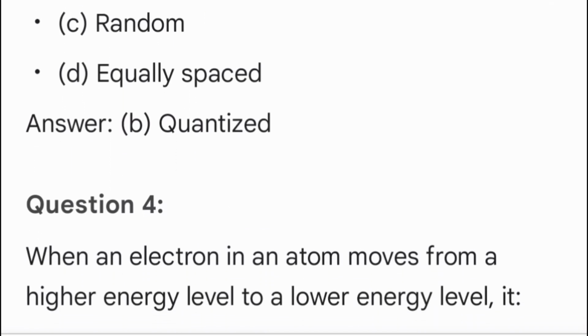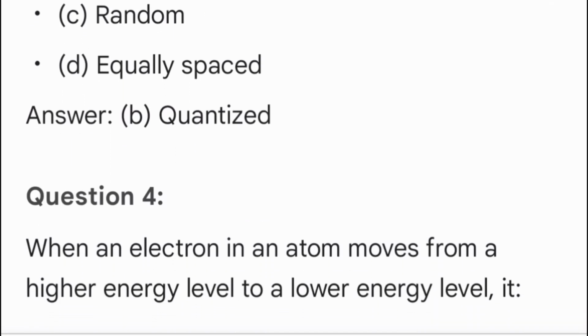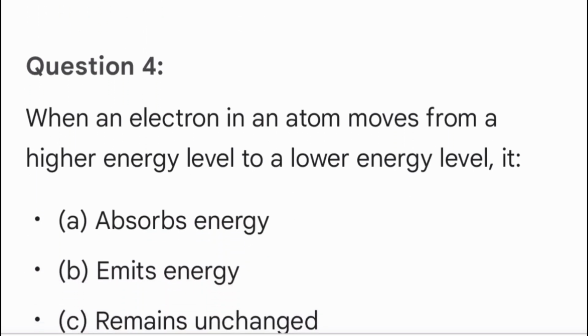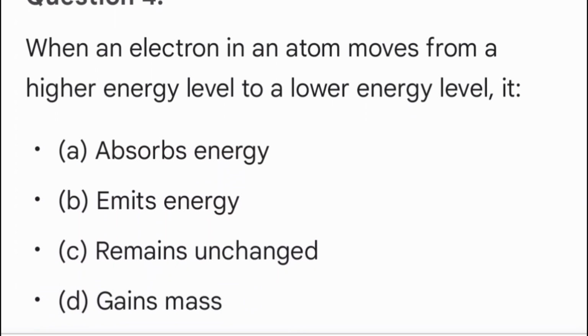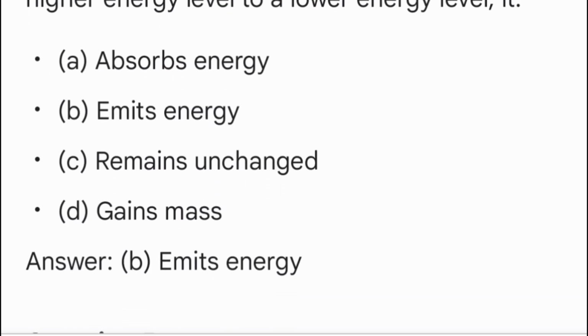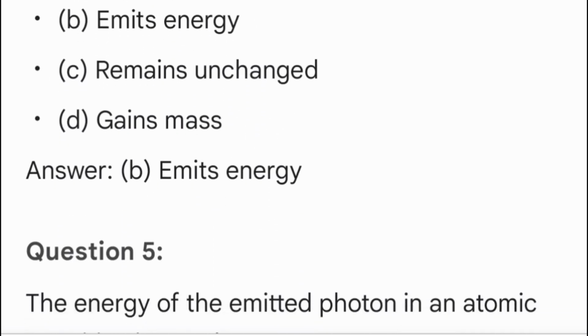Question 4. When an electron in an atom moves from a higher energy level to a lower energy level, it A. Absorbs energy, B. Emits energy, C. Remains unchanged, D. Gains mass. Answer: B. Emits energy.